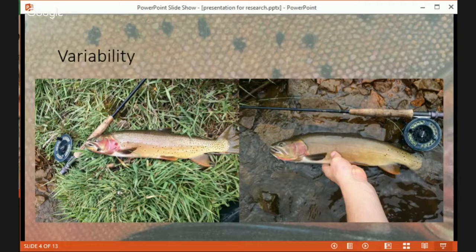This slide just highlights some variability within the species. You'll see the one on the left has a more red gill plate and more spots, and on the one on the right, you can see the orange slash under its jaw. They all have that, but that one you can see it.